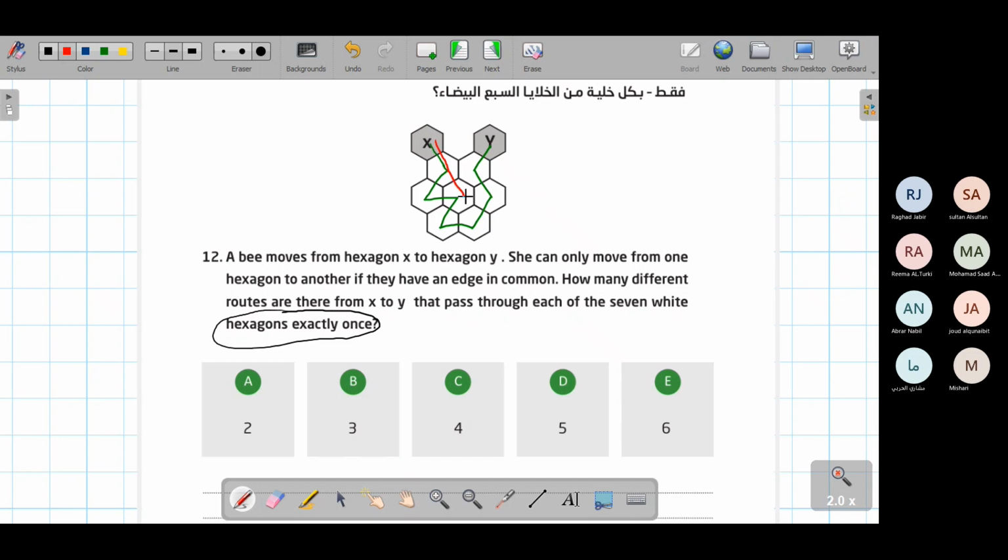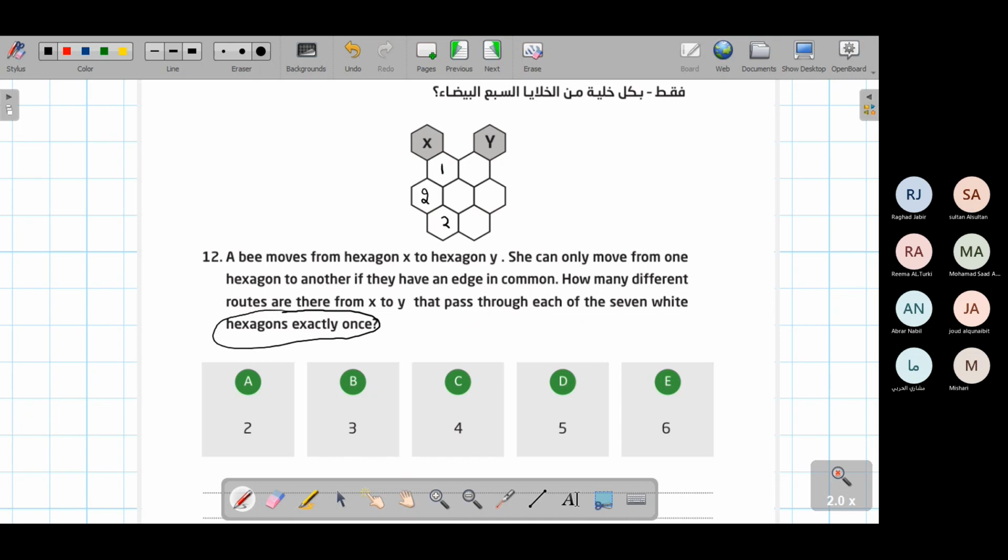Okay, so this is the first one: 1, 2, 3, 4, 5, 6, 7, 8. We can also have another one and another one. So I need to find how many routes we have starting from X to Y. Okay, but I will give you some help. I will write it as a number. This number 1, the hexagon number 1, 2.